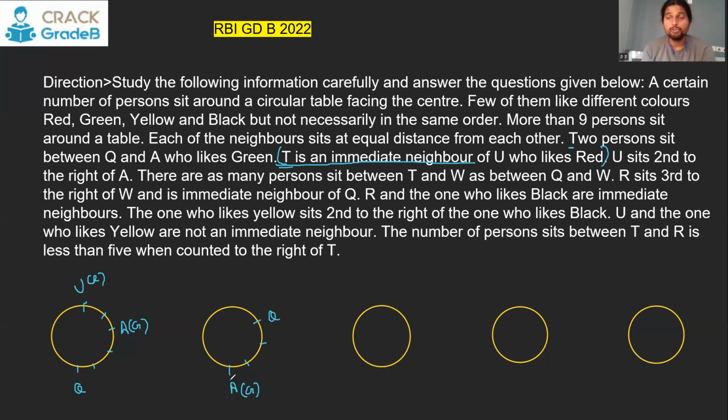But if A is here, U sits second to right of A. So first to right of A, second to right of A, U is here. U likes red. And now we'll come to this part. T is immediate neighbor of U. So in this case, one of the immediate neighbors is already done. That makes this T. In this case, both immediate neighbors are possible. So we'll make both cases again. So I'll just replicate this case here once quickly. This is Q, 2 places, A who likes green, then 1 place, then U who likes red. So if I say this is the person who is T in this case, T is the immediate neighbor of U who likes red. U is the second to right of A. There are as many persons between T and W.